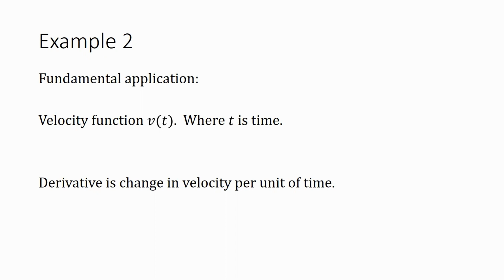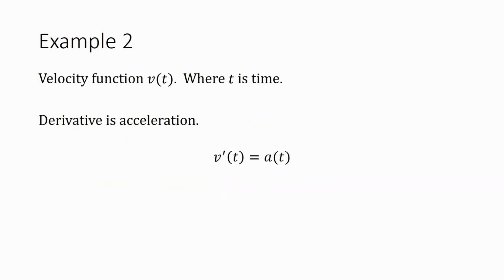Think about what that means in practical terms. Well, hopefully you thought about it for at least a second. The derivative there has to be acceleration. So the function v prime of t is equal to a of t, or the acceleration function.